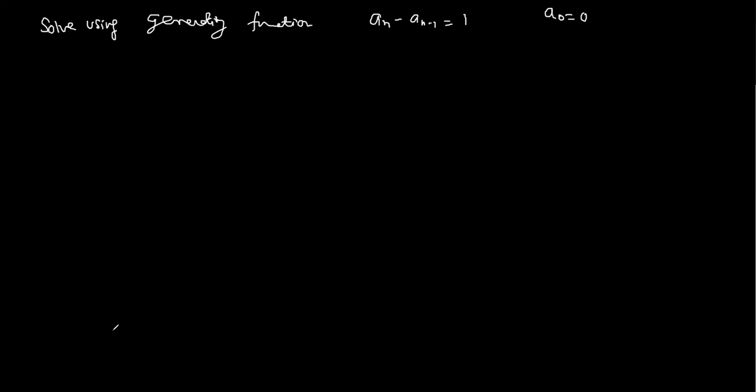First of all, what will you do? sigma n from 0 to infinity a_n x^n, right? So this is the first step. You have to define what is G(x). Now what you do? Multiply x raised to n on both sides. What is the first step? Defining.